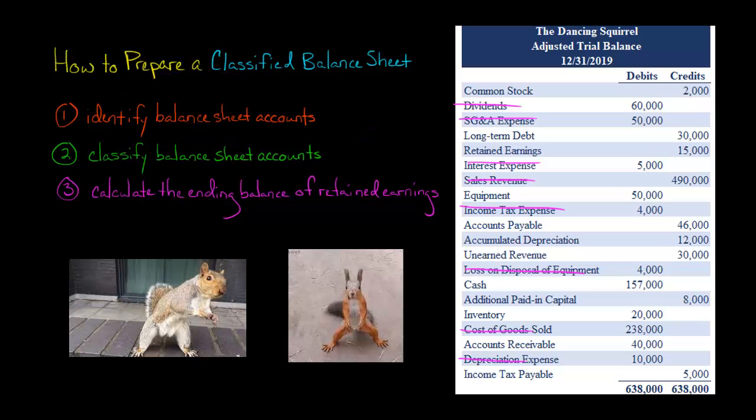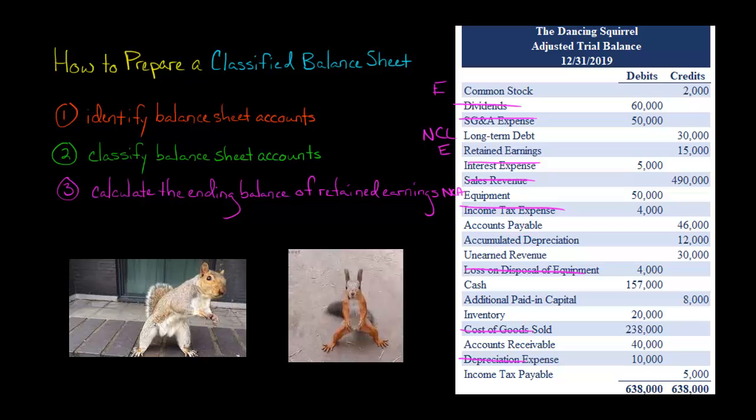The next step is to classify those balance sheet accounts. Is something a current asset, a non-current asset, current liability, and so forth. Okay, so common stock is an equity account. So I'm just going to put an E right here. Long-term debt, that is a long-term liability or a non-current liability. I'm going to put NCL for non-current liability. Retained earnings is an equity account. So I'm just going to put another E here. Equipment is a non-current asset, so I'm going to put NCA for non-current assets.